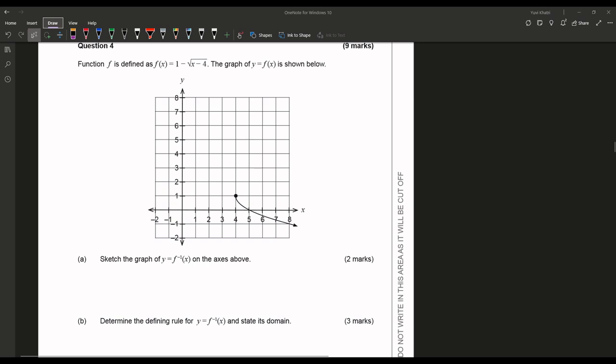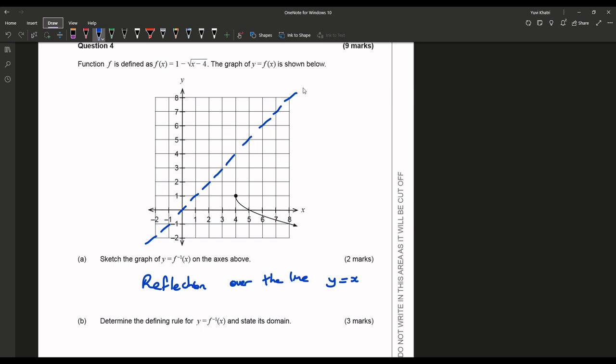Now question 4 gives us a function, which is a square root function. And part A wants us to sketch the graph of f inverse. So remember, that's just a reflection over the line y equals x. So we'll draw in y equals x, like a dotted line, and we're just going to draw the inverse. So we're just going to reflect it over.